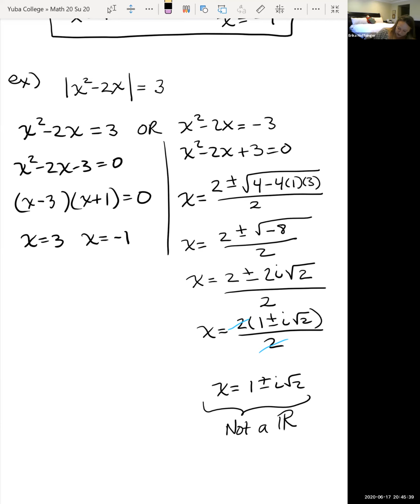And so the only solution, and really you technically should check, especially if there was a variable over here, because it might not work, but it does work. 3 squared is 9, 9 minus 2 times 3 is 6, 9 minus 6 is 3, absolute value of 3 is 3. Plugging in -1, squared is 1, -2 times -1 is +2, 1 plus 2 is 3, absolute value of 3 is 3.